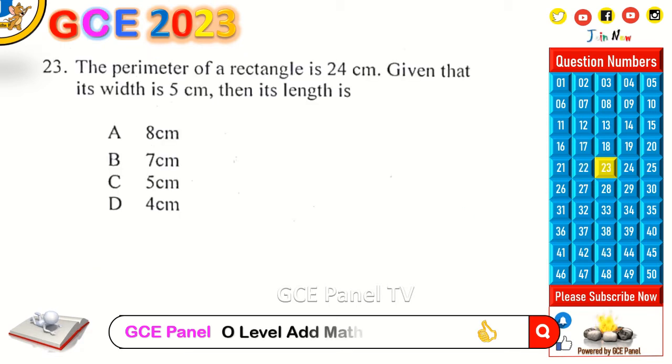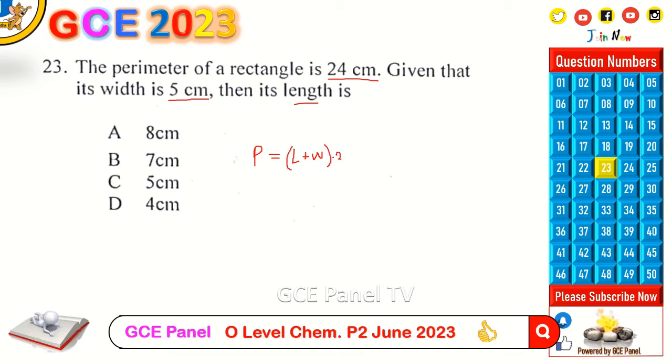Question 23. The perimeter of a rectangle is 24 centimeters. Given that the width is 5 centimeters, then the length is... We know that perimeter is equal to length plus width in brackets times 2, or 2 times the length plus the width. Okay? So from here now, how do we get the length? We first want to divide the perimeter by 2. So perimeter divided by 2 minus the width, minus W.